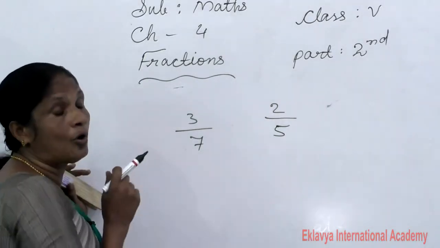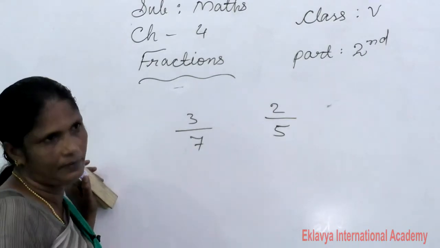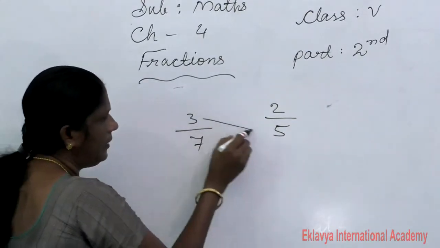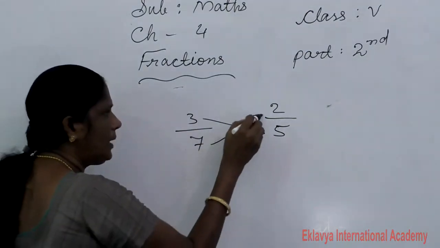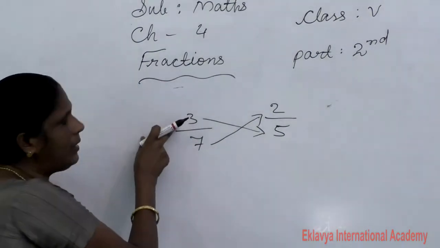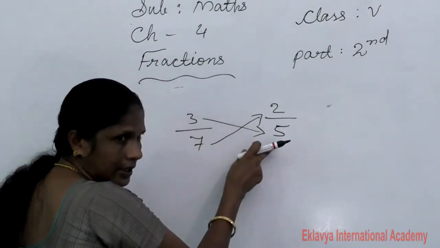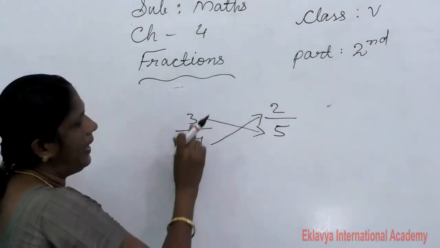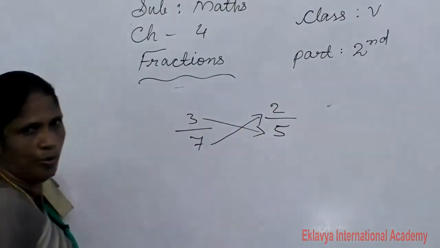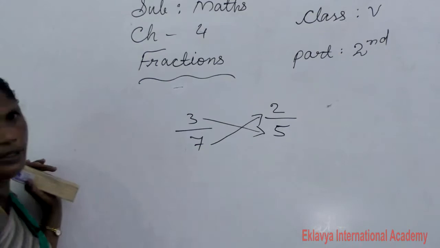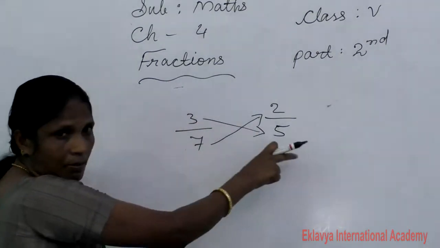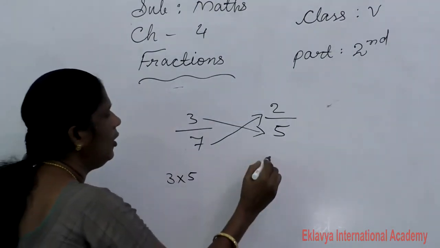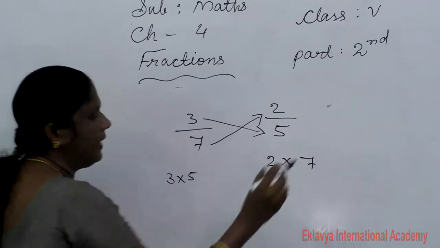First you cross multiply. Listen. This is the cross multiply: first numerator and second denominator, then first denominator and second numerator. How to compare? First cross multiply, that is 3 multiply 5, then 2 multiply 7.